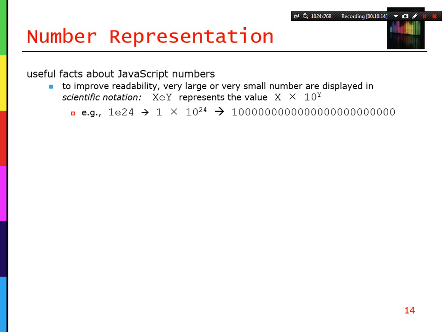Other useful facts about JavaScript numbers. We can use scientific notation: 1e24 equals 1 times 10 to the 24th.